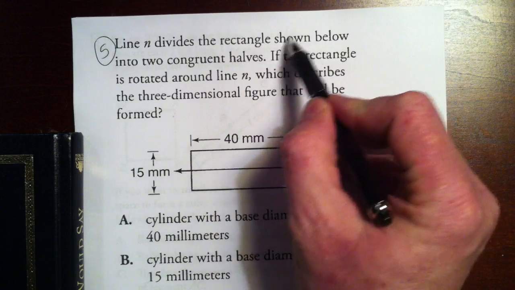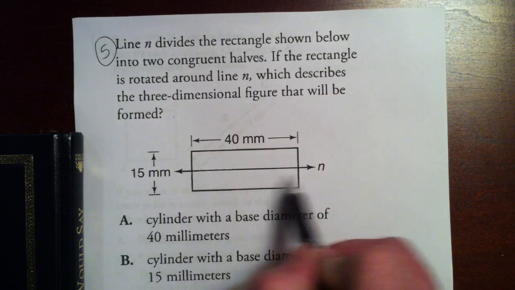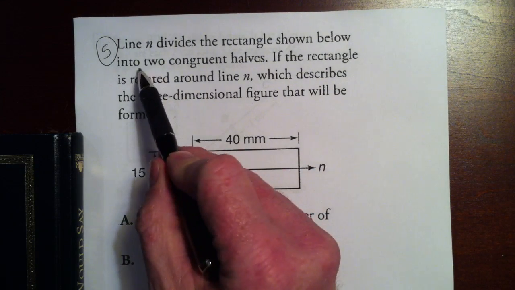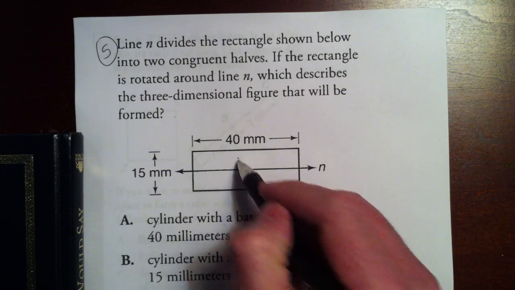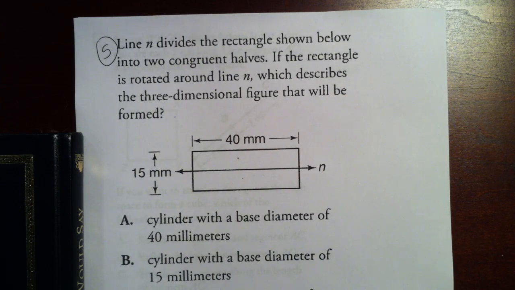Line N divides the rectangle shown below. So this line right here is dividing this in half to where we have 2 congruent halves. In other words, this is equal to that. Splitting that right in half.